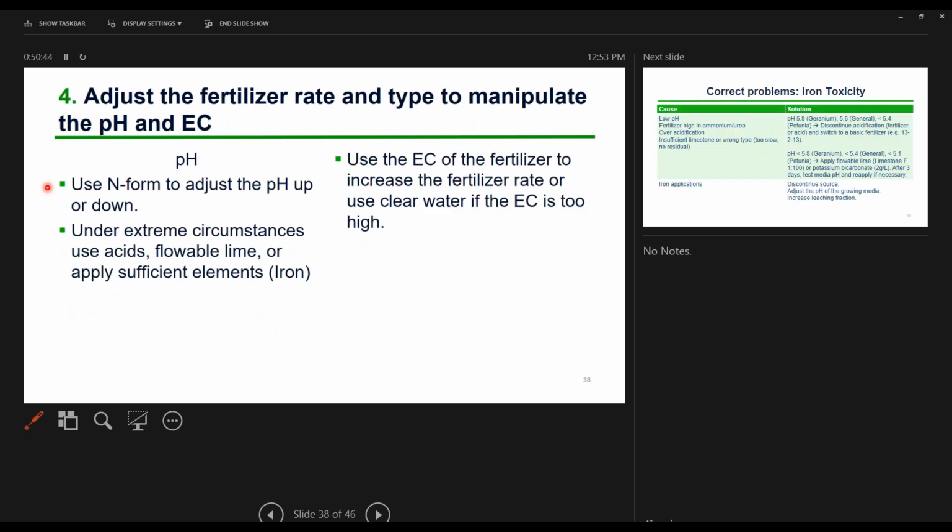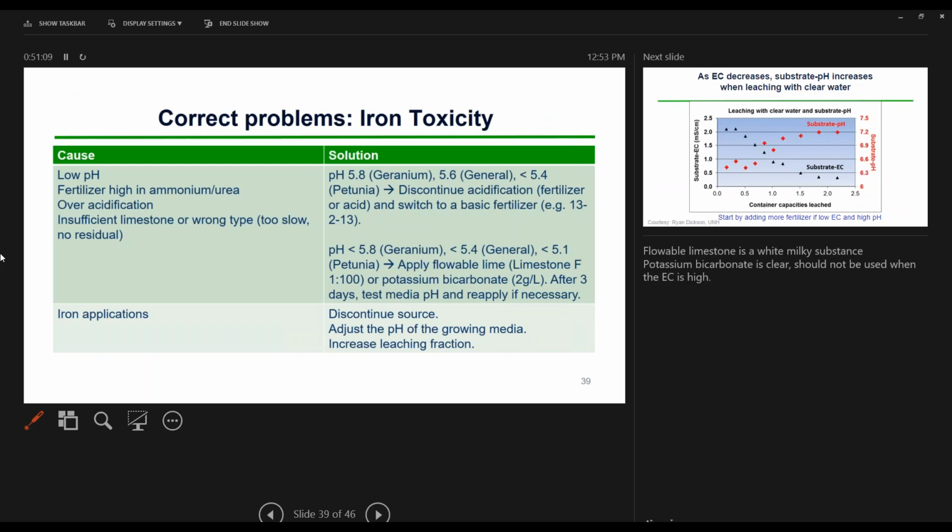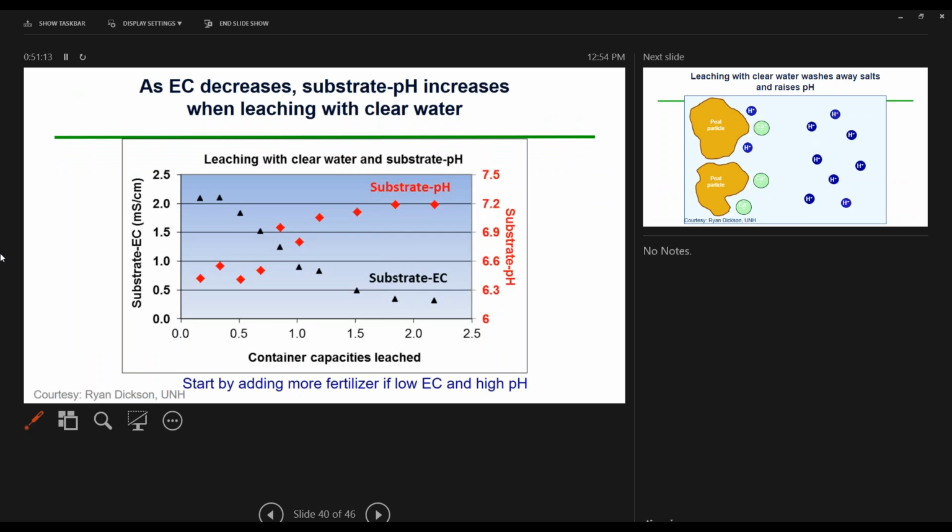And then finally, just a few more notes: how to adjust the fertilizer rate and type to manipulate pH and EC. Again, we talked about this already, but just to overemphasize that you want to use the nitrogen form to adjust the pH. Under extreme circumstances, then you go to your second layer of tools: acid, flowable limes, or iron when the elements are insufficient, right? I'm going to skip this one because we already talked about this.